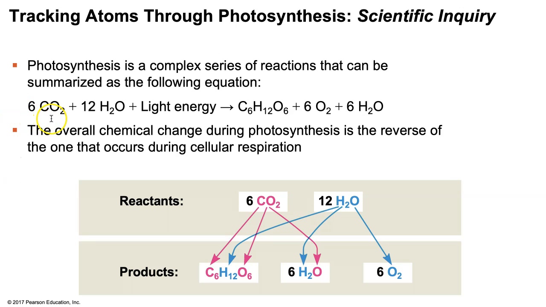So you have 6 CO2, 6 carbon dioxide molecules, plus 12 H2O, plus the light energy from the sun, yields C6H12O6, which is our organic molecule. This is some type of sugar, for example, glucose, plus 6 O2, which is oxygen, plus 6 waters.